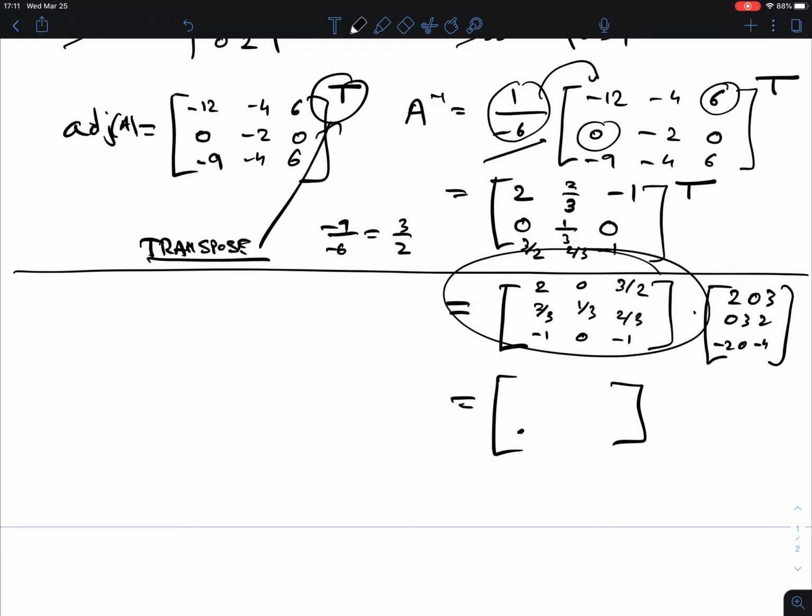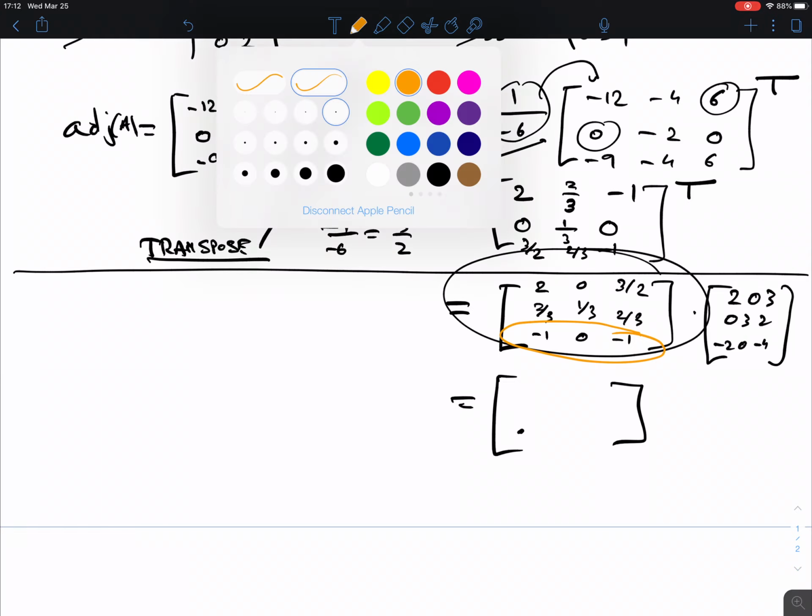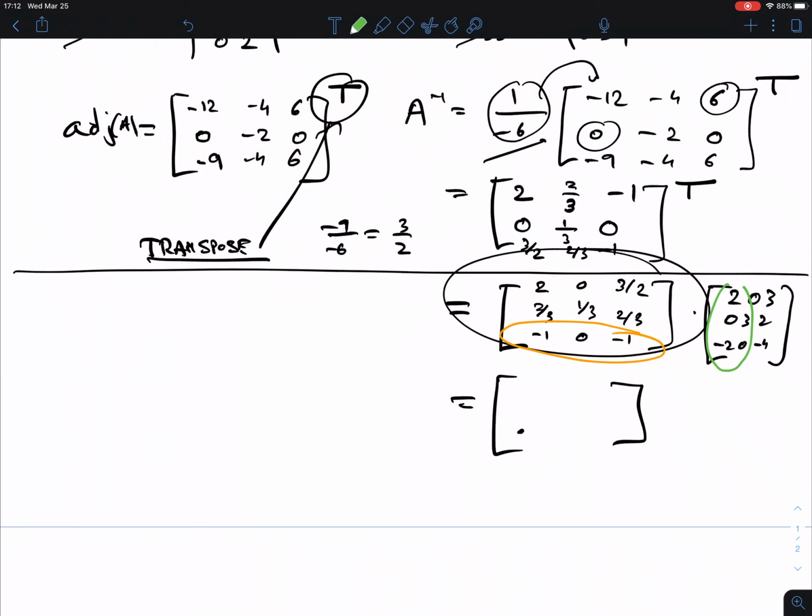How do you calculate one single element there? Well, this element is in the first row. So from the first matrix we take the third row, and it's in the first column, so from the second matrix we take the first column.